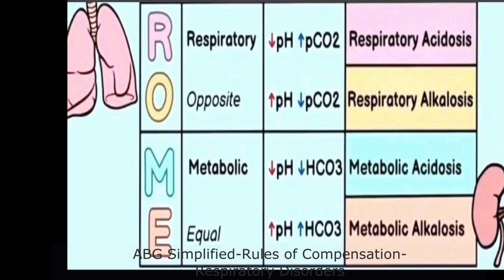So we have now understood that in respiratory disorders, when the pH is decreased, it is respiratory and the PCO2 is increased in respiratory acidosis, easily remembered by the mnemonic ROM. Respiratory opposite. That is the change in pH. When the pH decreases, PCO2 increases, and vice versa. When the pH increases, the carbon dioxide comes down.